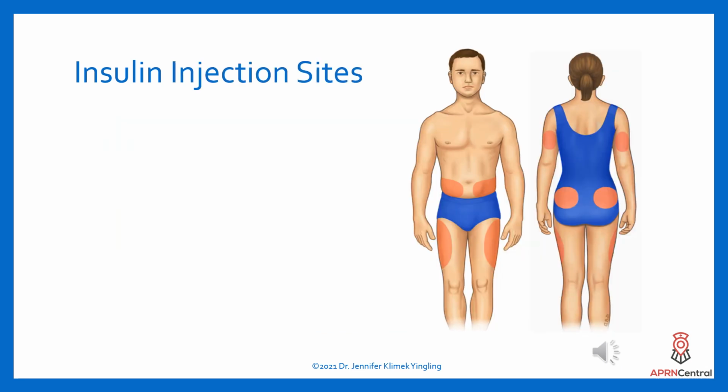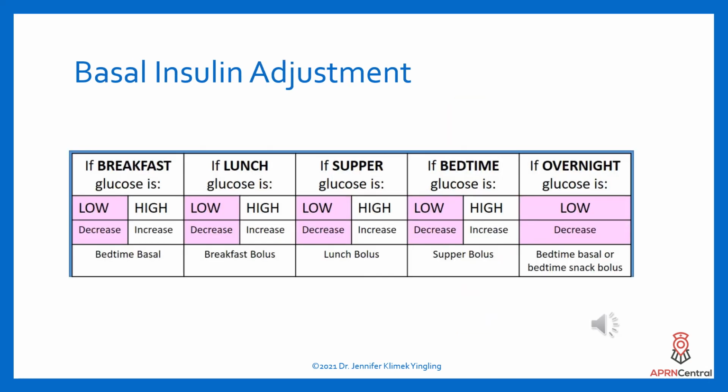Educating your patient about insulin injection sites, it's important to know where they can get their insulin, where should they be injecting. So in this slide, you can see the shaded areas. These can be used for insulin injections. They should rotate their sites. And keep in mind, too, that insulin is absorbed more rapidly when injected into the abdomen as compared to the arms or the legs.